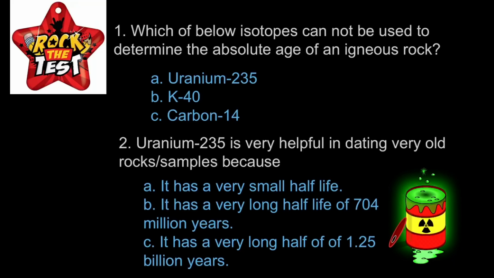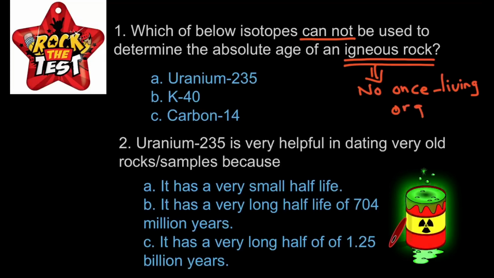So it's the end of our lesson and let's rock the test. Question 1. Which of the below isotopes cannot be used to determine the absolute age of an igneous rock? I'm emphasizing igneous rock because it means that there's no once living organism. So which one of these isotopes do we use for an igneous rock? Is it uranium-235, K-40, which is potassium-40, or carbon-14? Have a think and you may pause the video. So the answer for this question is carbon-14. We cannot use carbon-14 to determine an igneous rock's age.